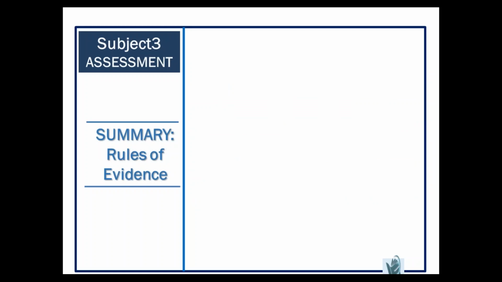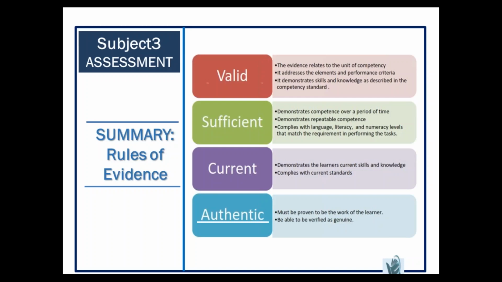There are four rules of evidence. First, the evidence is valid if it relates to the unit competency and its requirements. Second, a sufficient evidence demonstrates competence over time and complies with the LLN requirements or of the performance task. Third, the evidence is said to be current when it demonstrates current skills and knowledge of the learner and complies with the current standard. And last, it must be proven to be the genuine work of the learner for the evidence to be authentic.